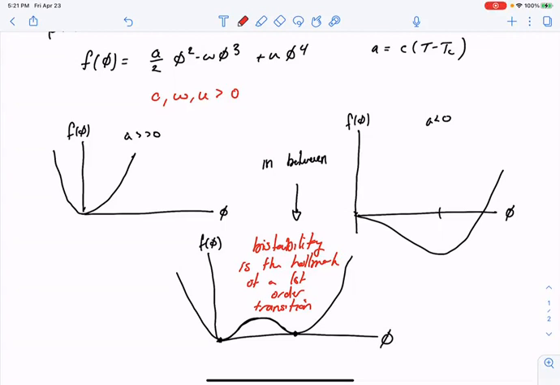But those two phases have the same symmetry. The up and down states are identical up to a rotation. Here, we're going between a disordered state with, say, continuous symmetry and an ordered state where that continuous symmetry is broken.